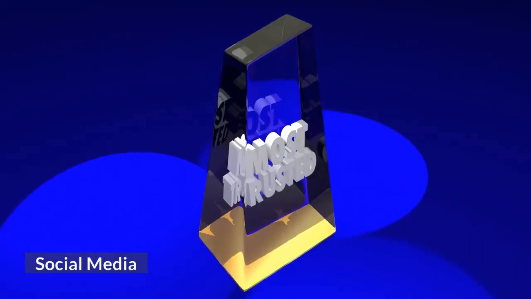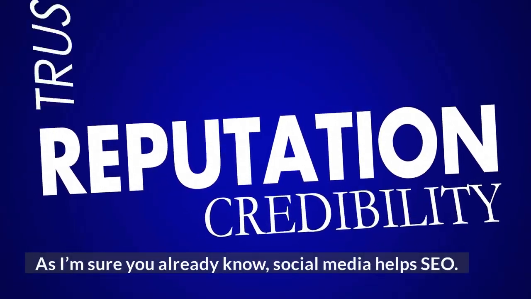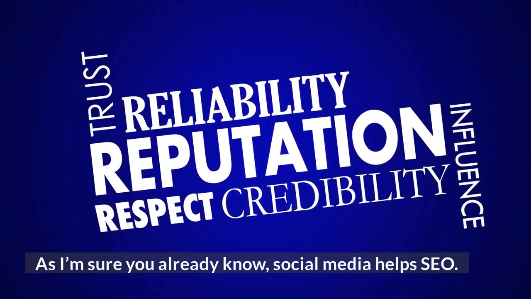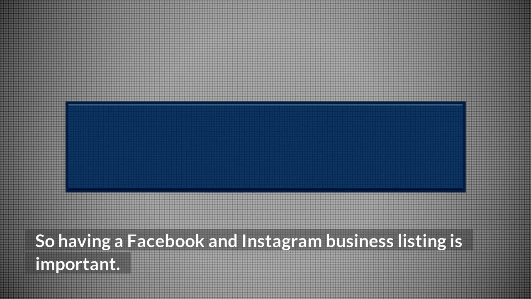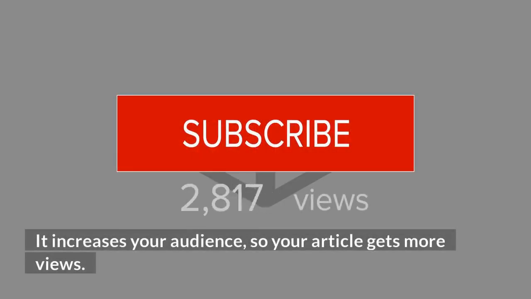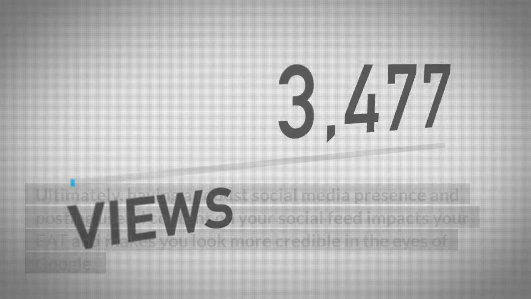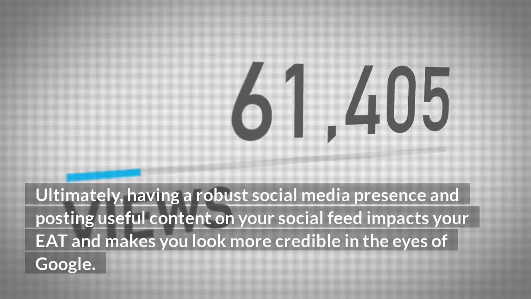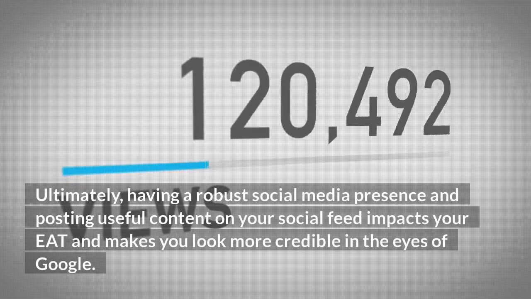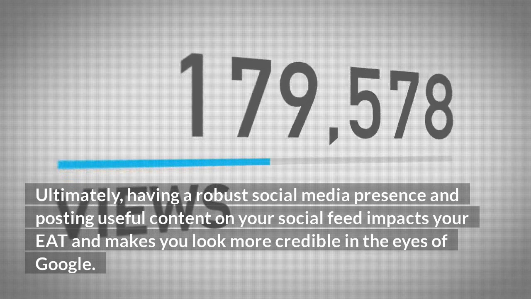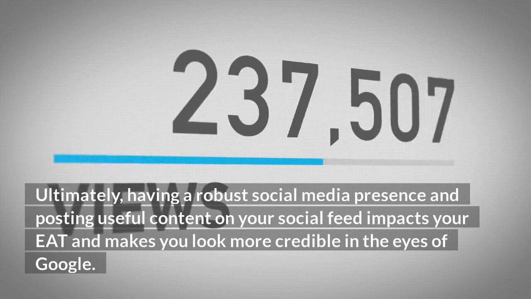Social media. As I'm sure you already know, social media helps SEO. So having a Facebook and Instagram business listing is important. It increases your audience, so your article gets more views. And more views means more opportunities for backlinks. Ultimately, having a robust social media presence and posting useful content on your social feed impacts your EAT and makes you look more credible in the eyes of Google.